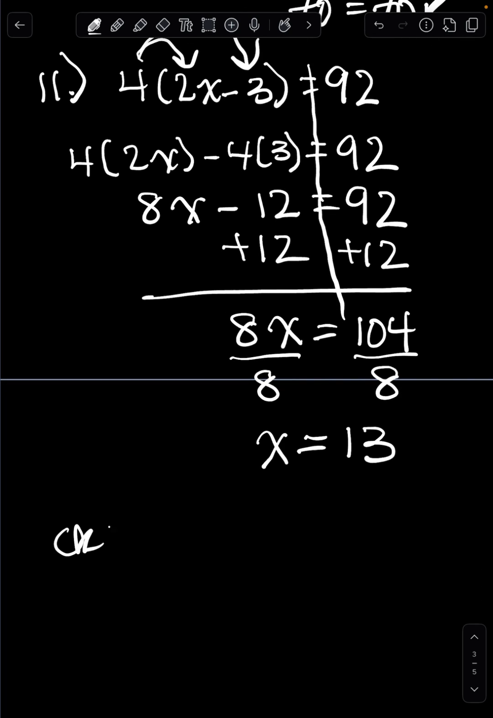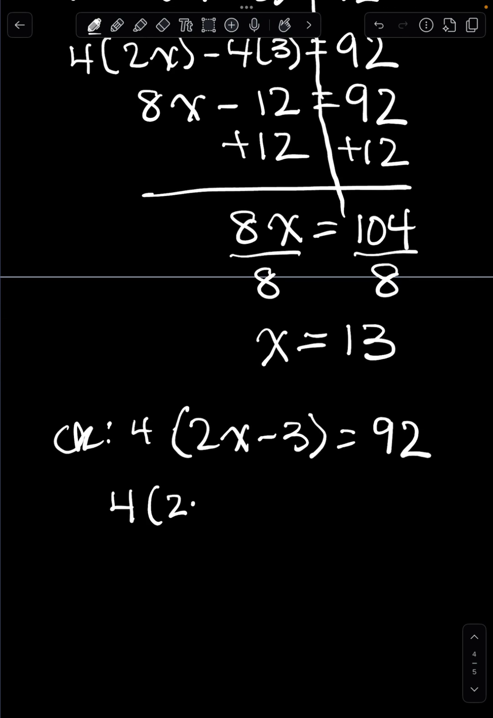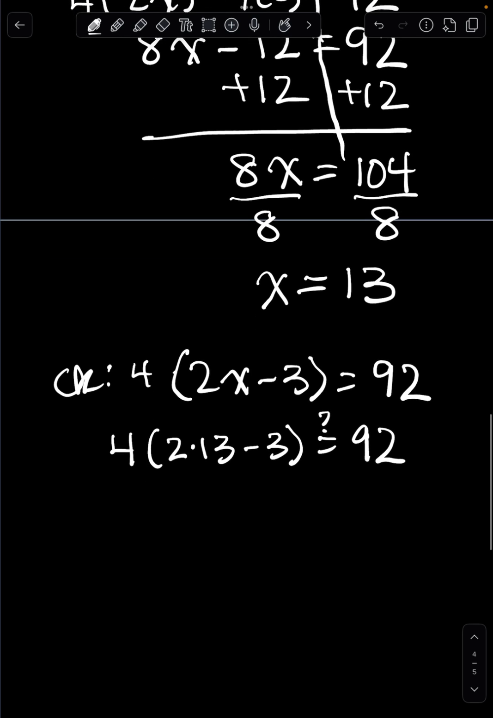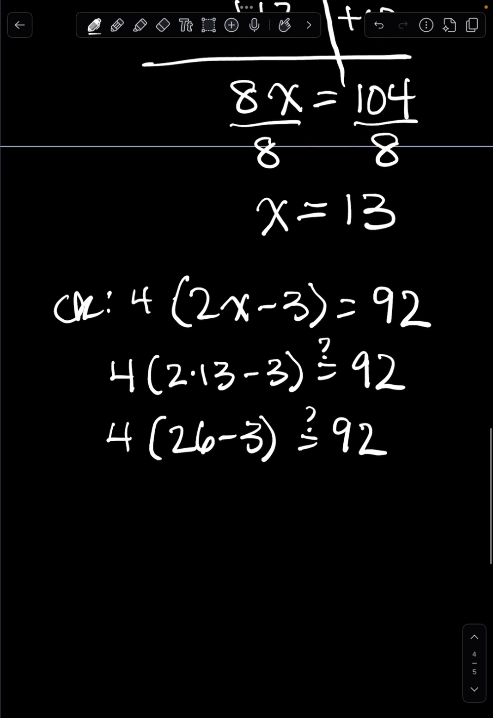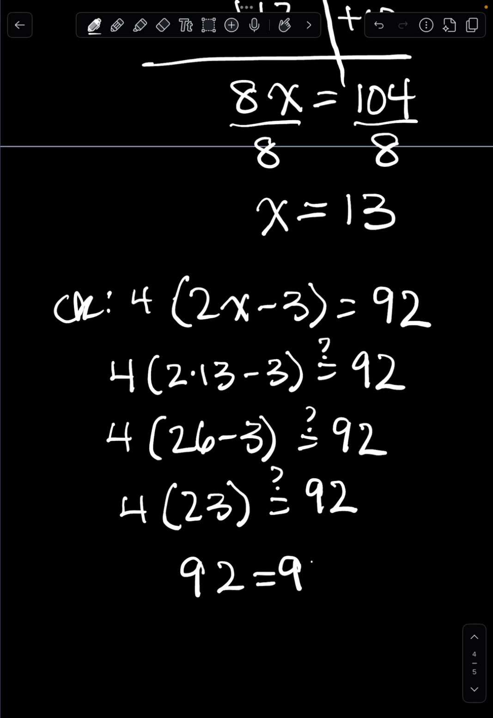And we need to check it. 4 times 2 times 13. Actually, let me write the original. 4 times the quantity 2x minus 3 equals 92. So we get 4 times the quantity 2 times 13 minus 3. And we're checking. Does this equal 92? We have 4 times the quantity 26 minus 3. Does this equal 92? 4 times 23. Does this equal 92? It does. 92 equals 92. Checks out. So we know our answer was 13.